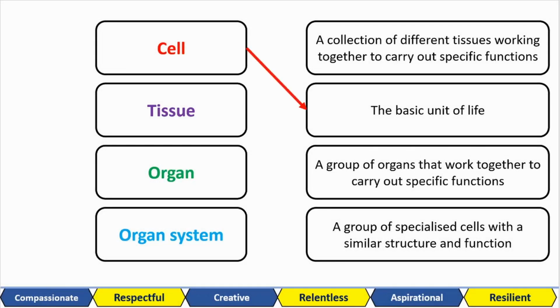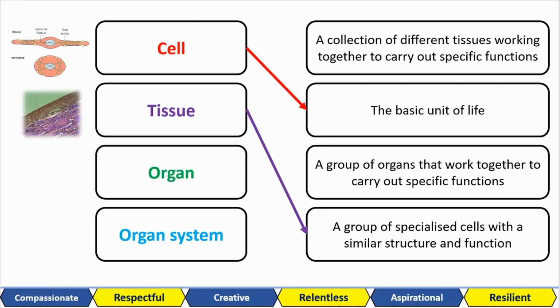A cell is the basic unit for life. That just means that nothing smaller than a cell can be considered living. For example, a muscle cell. Tissues are similar specialized cells working together to perform a specific task. Following the same pattern, that would be a muscle tissue. Organs are different tissues working together to carry out a function.